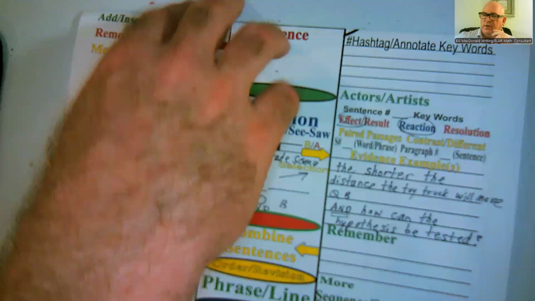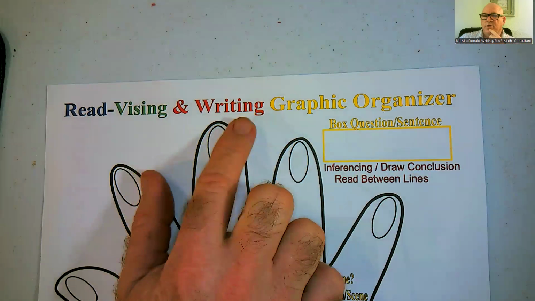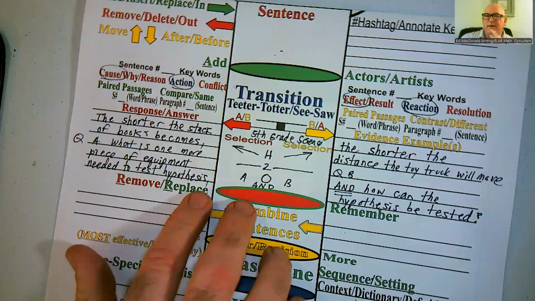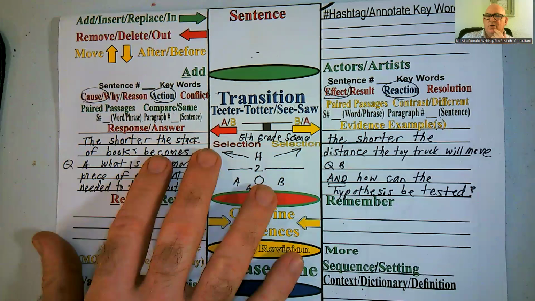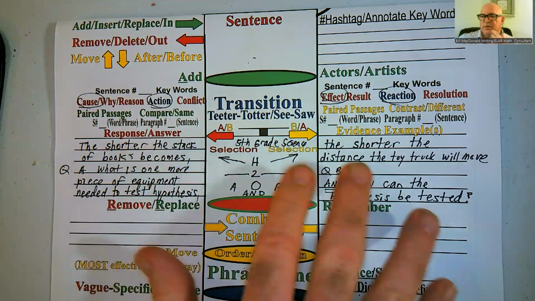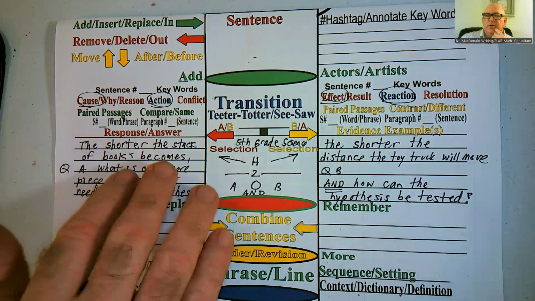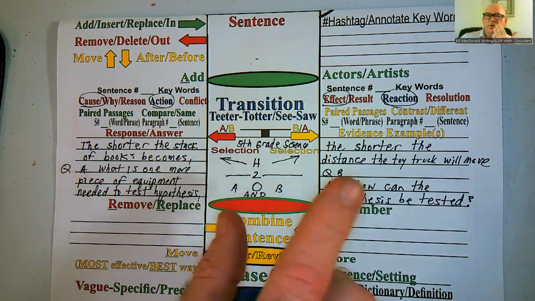Let me show it to you one more time so you can know what it's called in case you ask me for it. It's called my readvising and writing graphic organizer. When you're writing open-ended responses that are non-multiple choice, you have to write them in sentence format. Now, it didn't really matter if the student wrote the answer to the question in two complete sentences or one. Some people will say, oh, you had to have the answer to the first part of the question first. No, you could have done this.